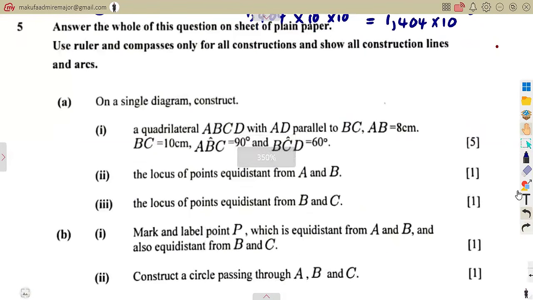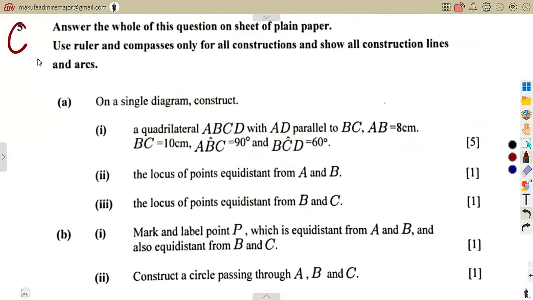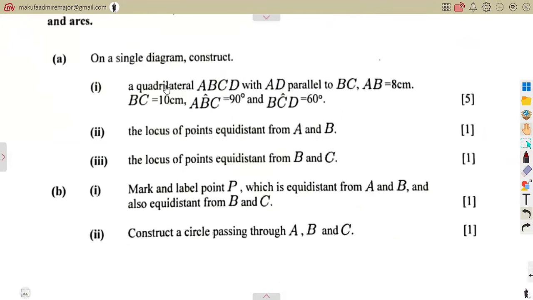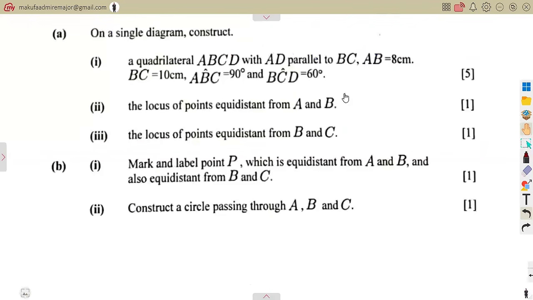On question number 5, which is construction, you are given: answer the following under the whole of this question on a sheet of plain paper. Use ruler and compasses only for all constructions. Show all construction lines and arcs. On a single diagram, construct this.